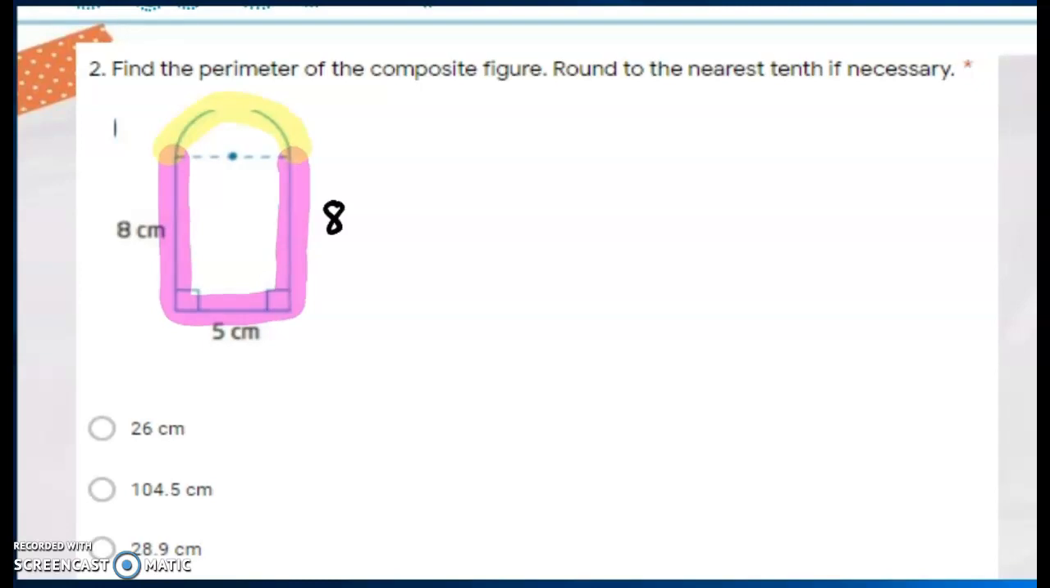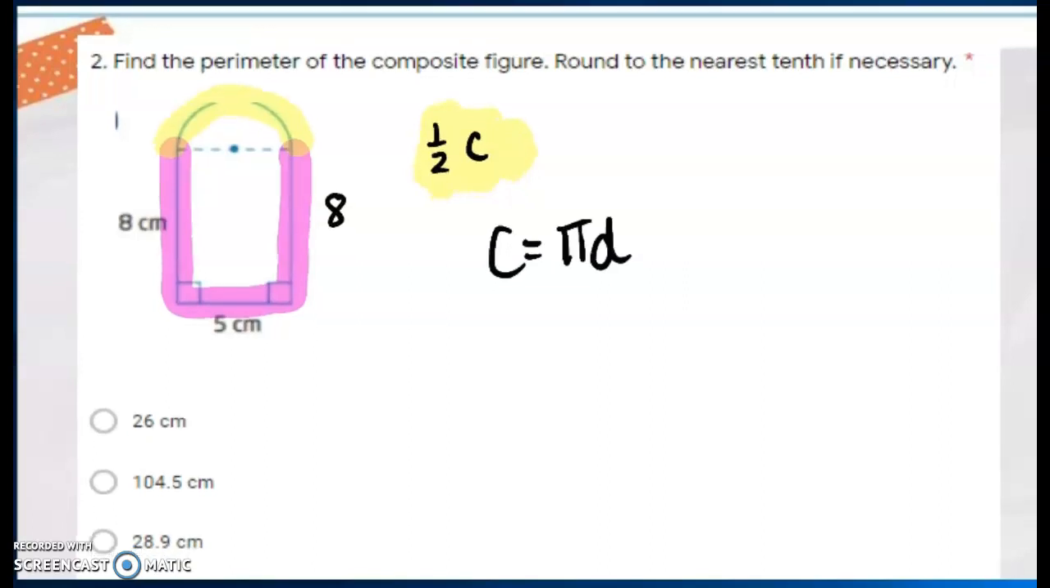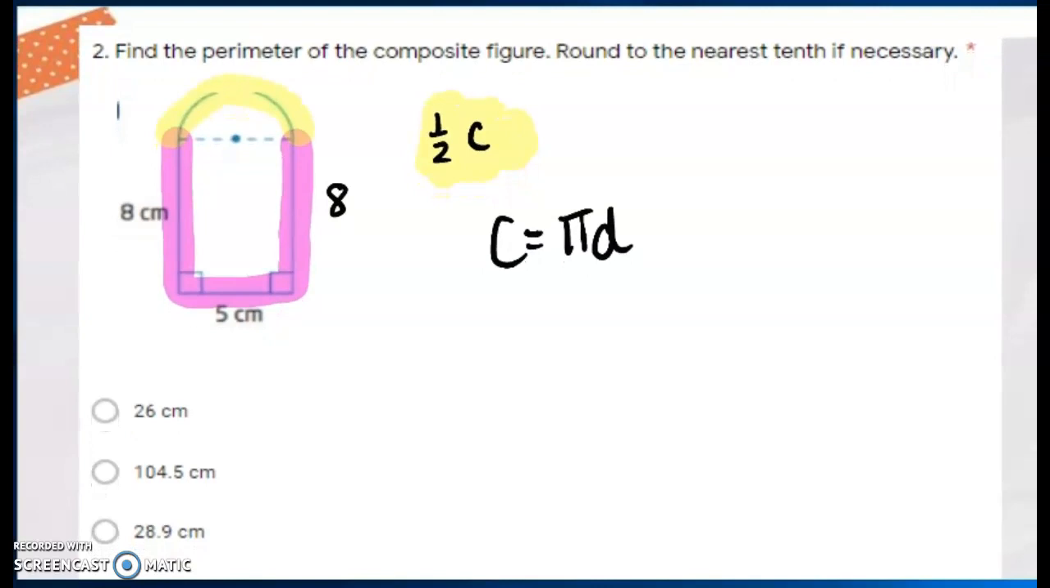The problem is, to figure out the yellow part, we need to find half of the circumference. So we're going to find the circumference, which we can just use our formula sheet for, which is either pi times d or 2 pi r. So we'll use pi times d, and then we're just going to divide it by 2, since it's only half of the circle, not the full circle, to get that distance around.